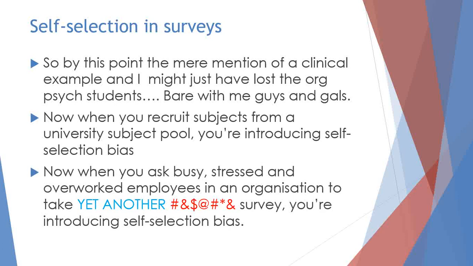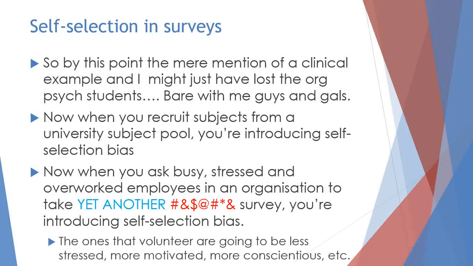Now for the org psych. When you ask busy, stressed and overworked employees in an organisation to take yet another survey, you're introducing self-selection bias. So it's very rare that we actually have a random sampling here, because people choose to participate. And I'm going to leave aside the ethical issues of when there is compulsory participation. But the ones that volunteer are going to be less stressed, more motivated, more conscientious, etc., than the ones that decline to participate.